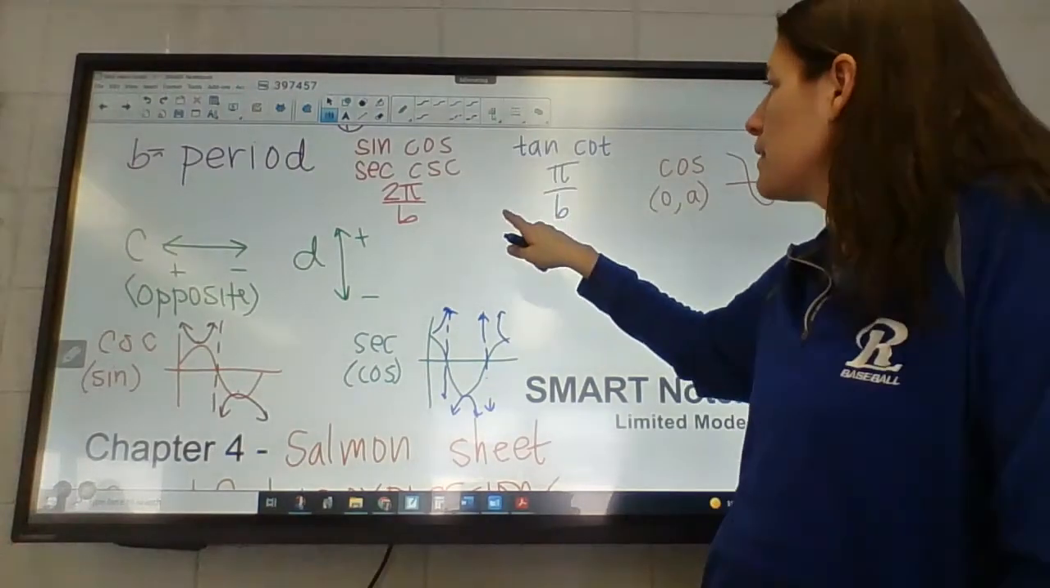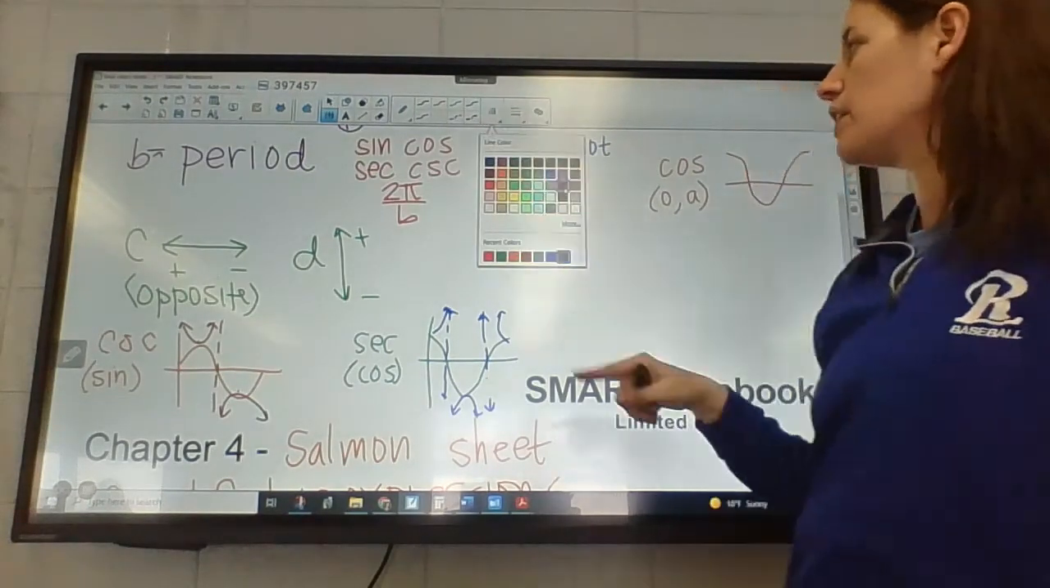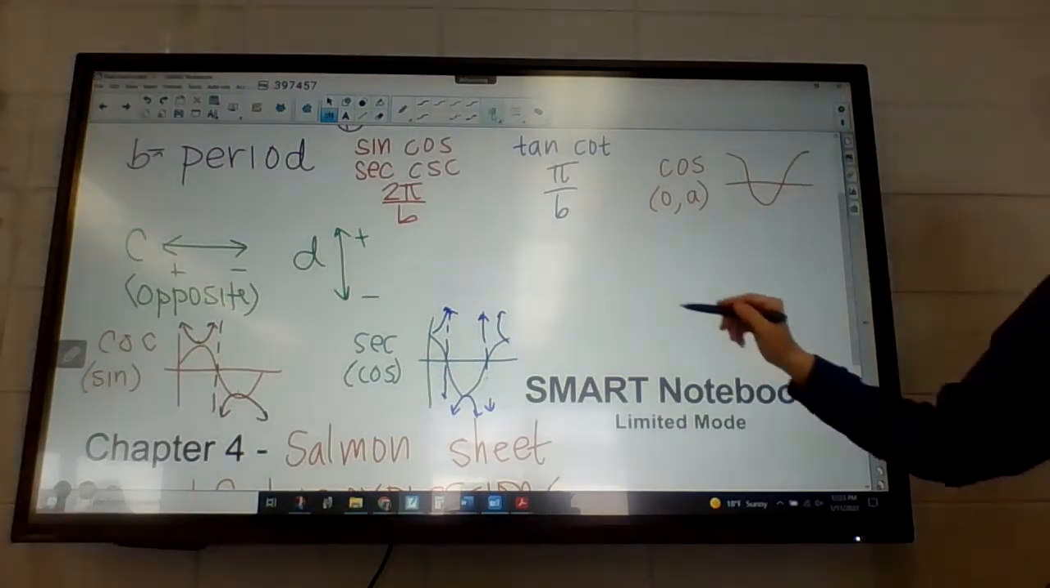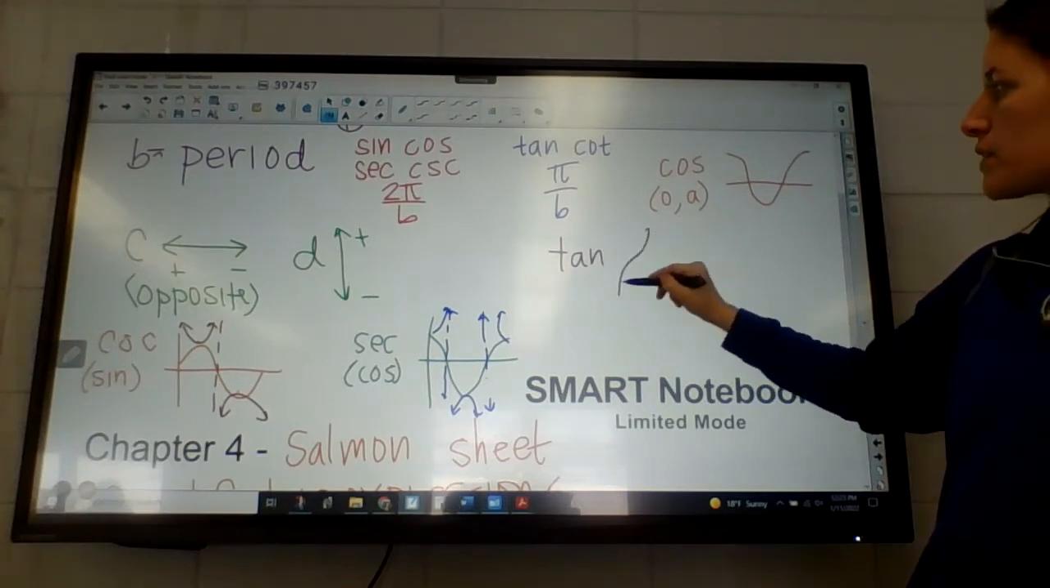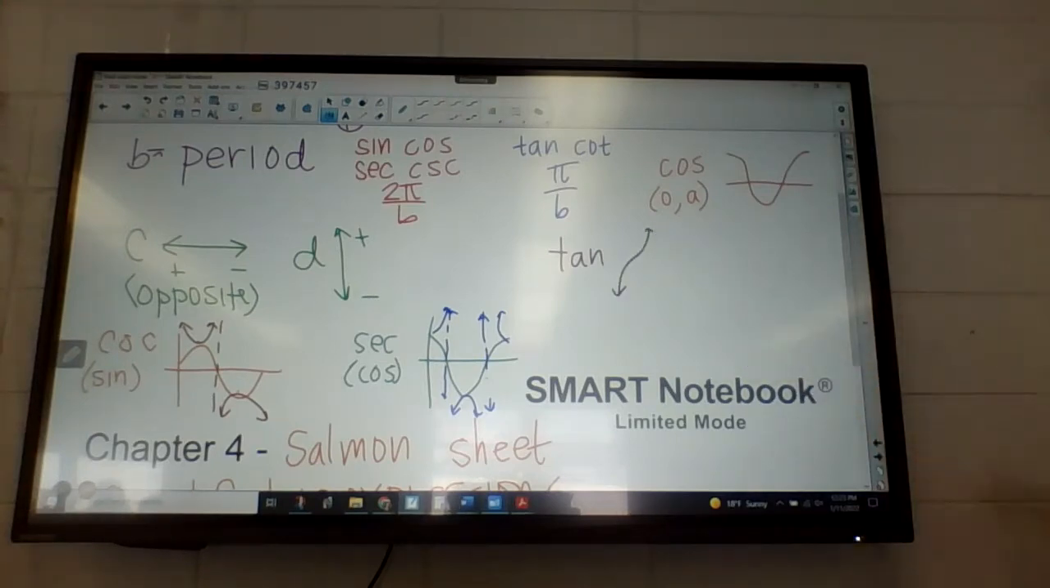All right. Now tangent and cotangent probably are a little bit tougher here. So tangent is kind of squiggly uphill.